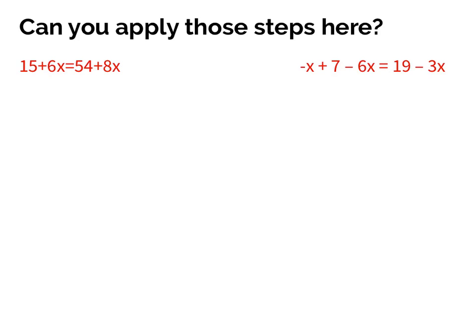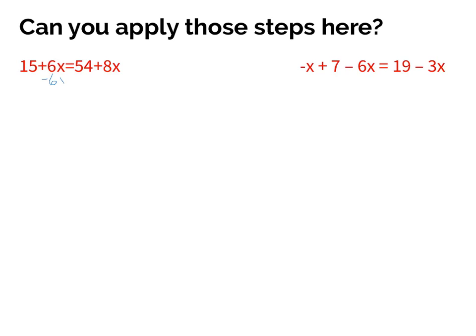Let's do a little bit of practice. So we're going to look over here, and we have this 15 plus 6x equals 54 plus 8x. So the first thing that we need to think of is, do we have any parentheses? No, so we don't need to worry about that first step. Second step, do we have any like terms on the same side of the equal sign that need to be combined? We do not. So now we're going to think which one of these is the annoying younger brother.